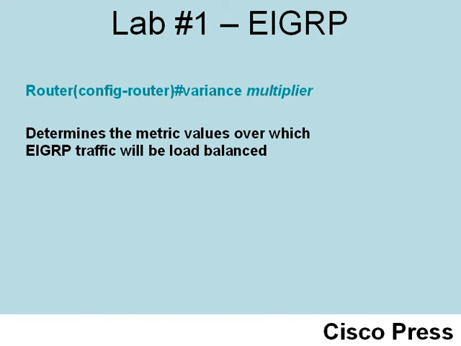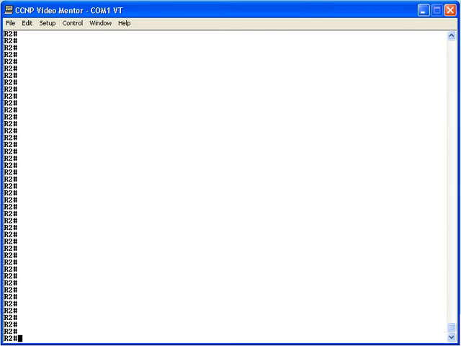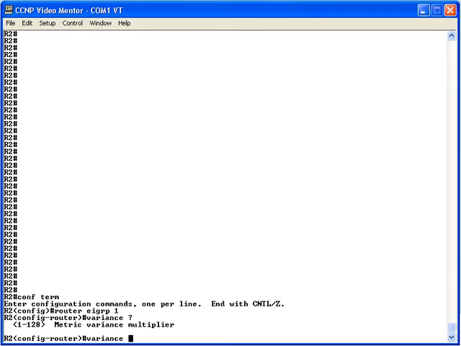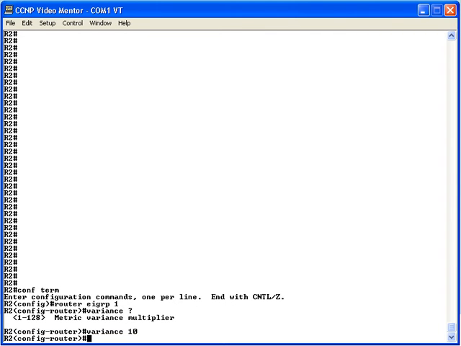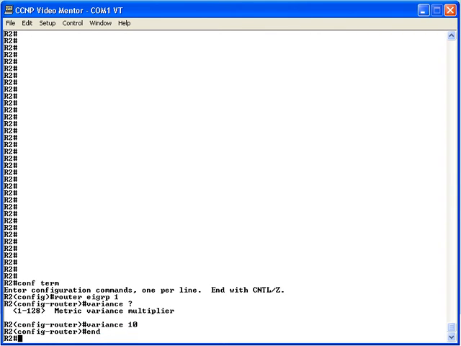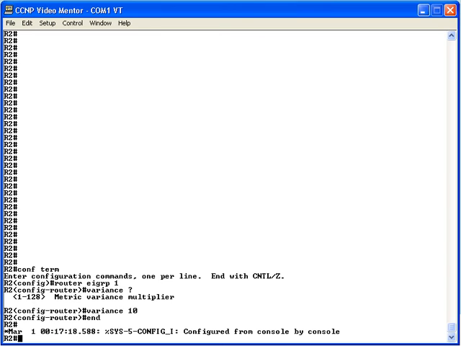In our case, we want to set up variance on routers R1 and R2. Let's start off on router R2. Let's say router eigrp 1 to get into router configuration mode and say variance, and we can have a wide range of variances. Let's say variance 10. The metric of our backup path can be about 10 times worse than the metric of our primary path. Let's give the same command over on router R1.